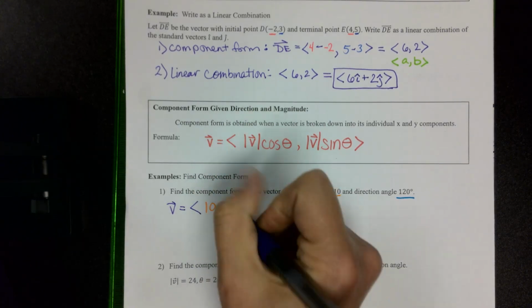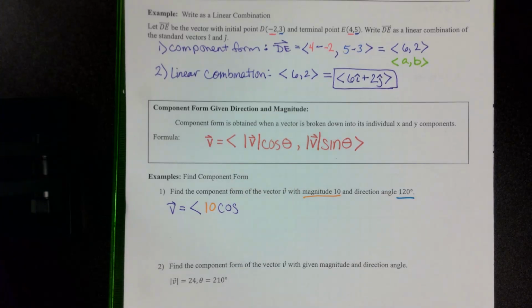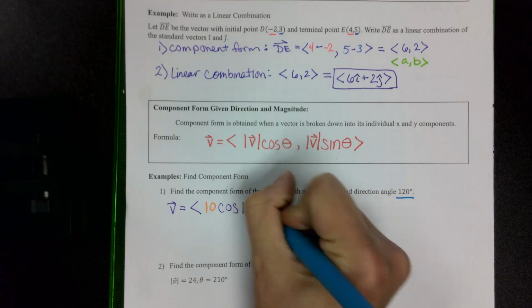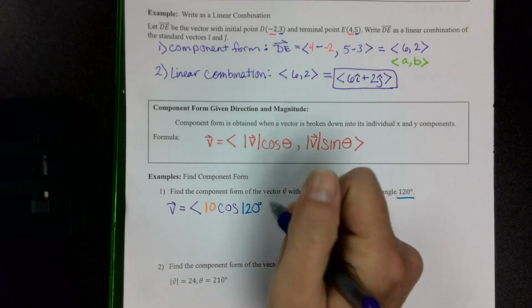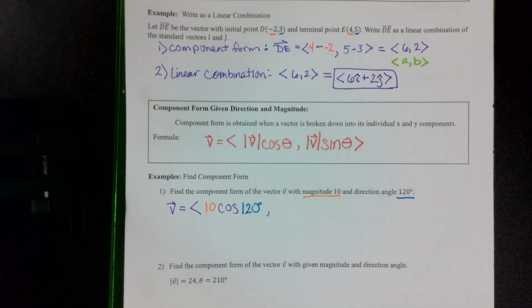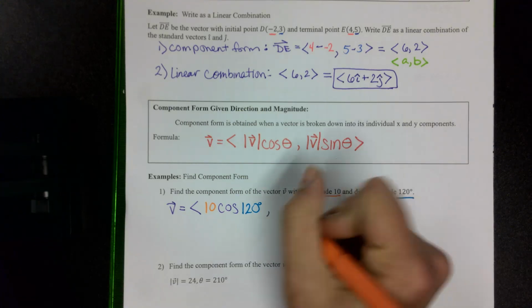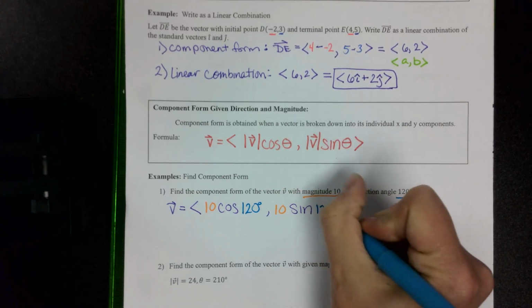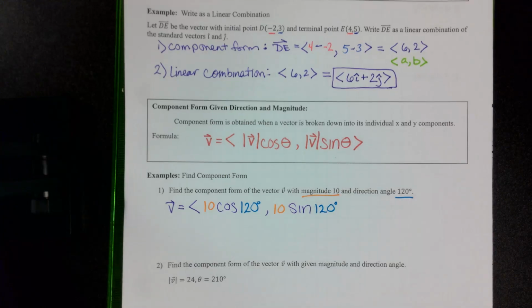And then cosine of angle theta. I have an angle value, it's 120 degrees. Comma. And then the magnitude times sine of theta. So the magnitude is 10 times sine of the same angle theta. And there we have it. Now all we have to do is simplify and get this as simple looking as we possibly can.